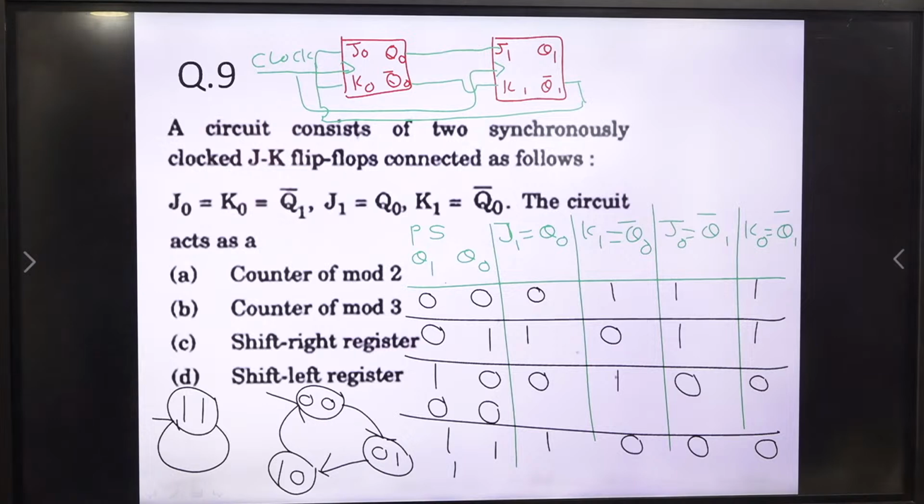Tejaswani, Nidhi, clear to everyone? Okay. Now let us see our next question.